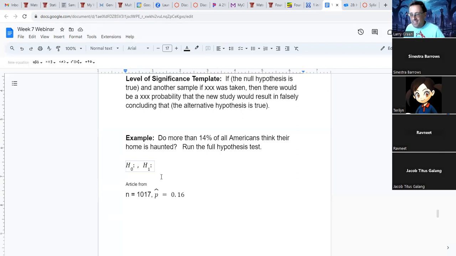Okay, none of you think it's haunted. Notice you said no. You didn't say 34 or something. You gave yes, no. So that's going to be a P. P equals 0.14 because that's what we're testing. H1 is P. What inequality should I use now? Yeah, more than, greater than, because of the word more than. Always look for the keywords. So more than or greater than 0.14.